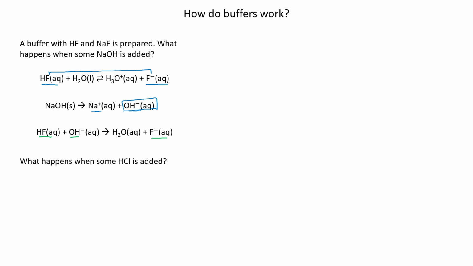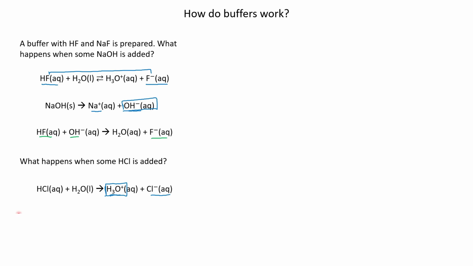So what happens when we put hydrochloric acid in solution? Well, we form hydronium and chloride. Again, just like with my sodium hydroxide, I'm not so interested in the chloride. It's got no acid-base properties. It's just a spectator ion. But I am very interested in my hydronium because, of course, that is my strong acid. So if this is going to resist changes in pH, I need a base to neutralize this strong acid.